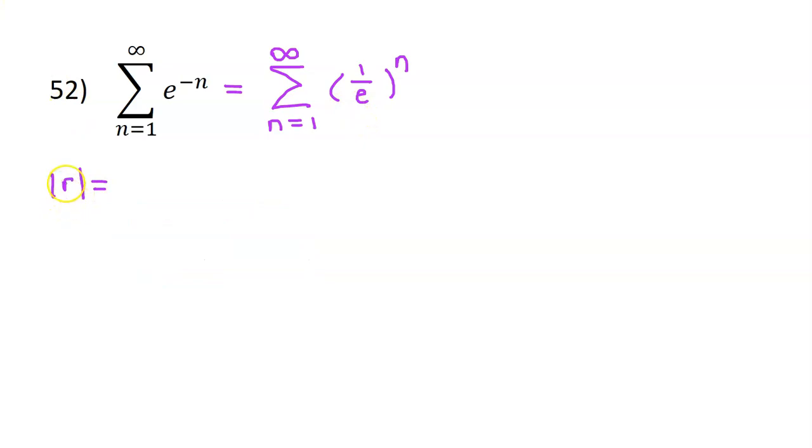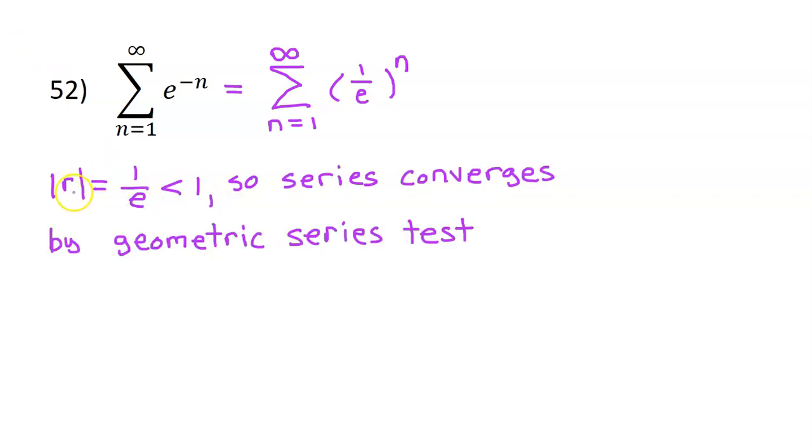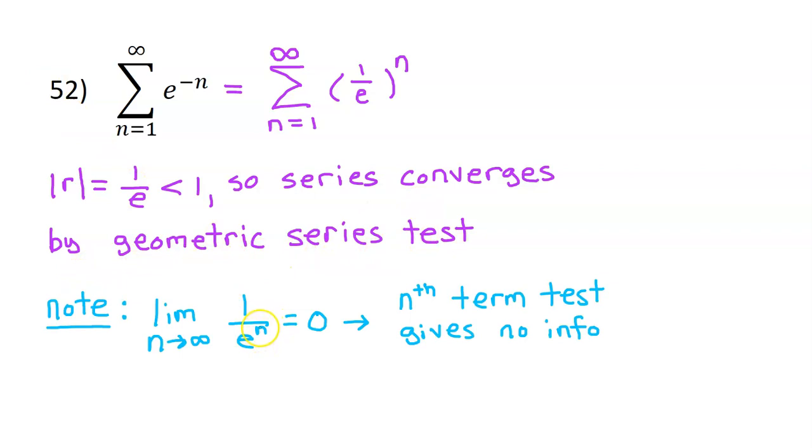We start by asking, what is the absolute value of r? Well, r is 1 over e, so the absolute value is 1 over e. What's the significance of this? What's important is that this is less than 1. E is about 2.72. Since the absolute value of r is less than 1, the series converges by the geometric series test. Notice that the limit of the rule as n approaches infinity equals 0, so the nth term test gives no information.